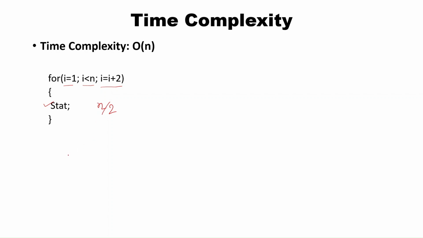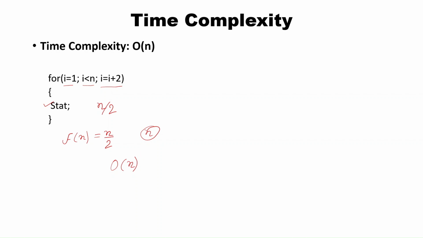In the function f(n) equal to n by 2, what is the degree of polynomial? That is also only n. So the order is also n. In this case also, order of O(n). So time complexity is order of n.